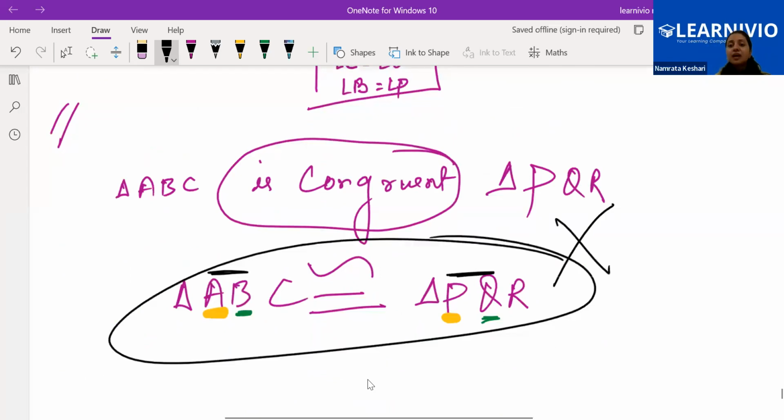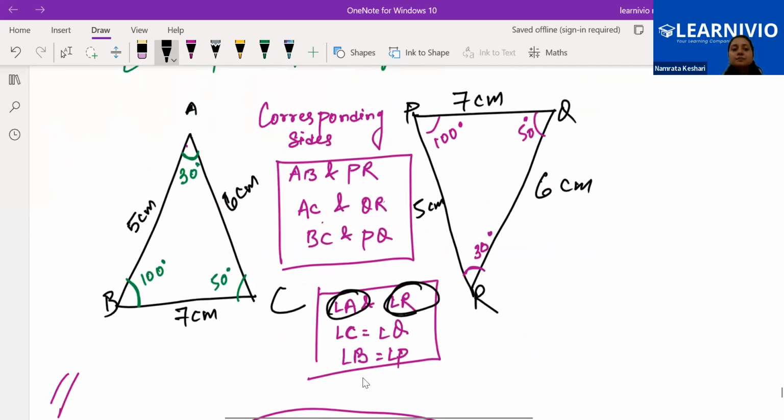This is completely incorrect. So how will we write? We will write it like this: triangle ABC is congruent to triangle RPQ, and now we have to check it. A has to be same as R, B has to be same as P, and C has to be same as Q, but we are not done. We will be checking the sides as well.